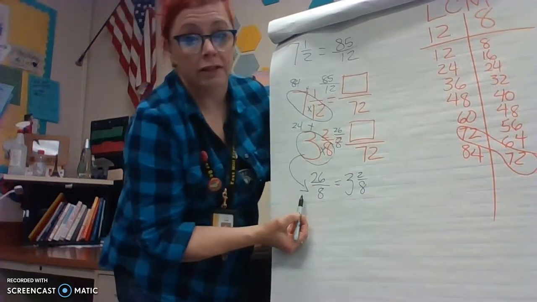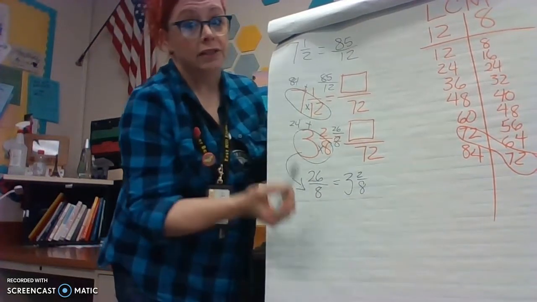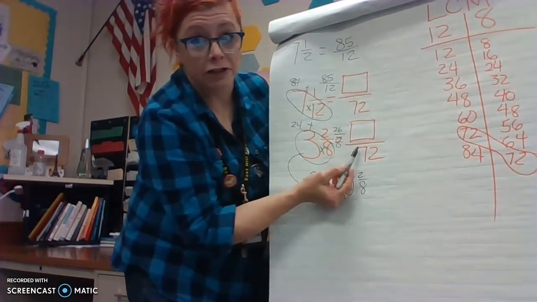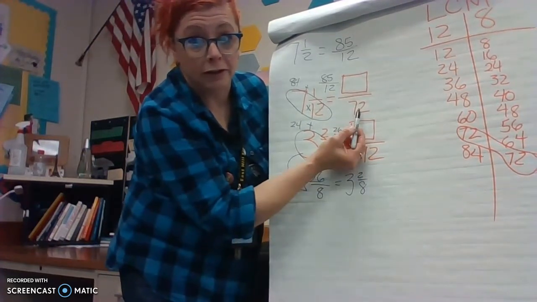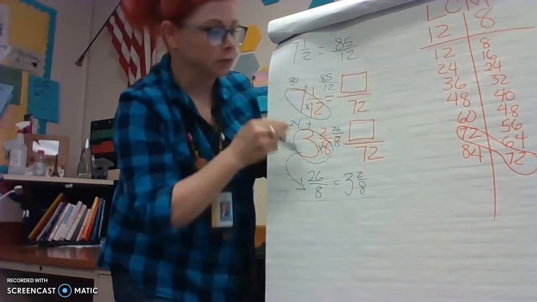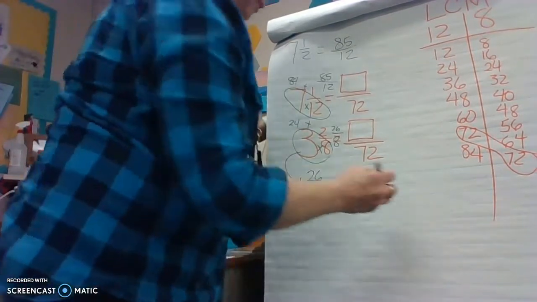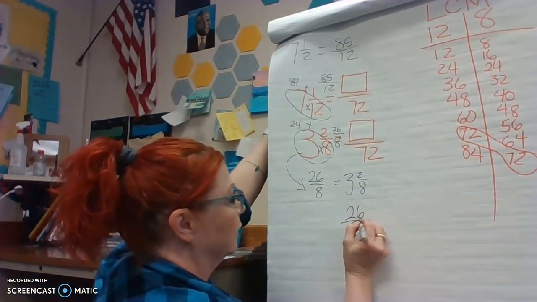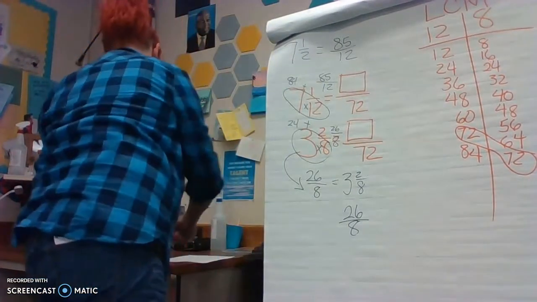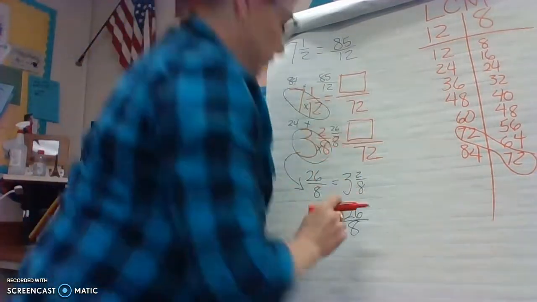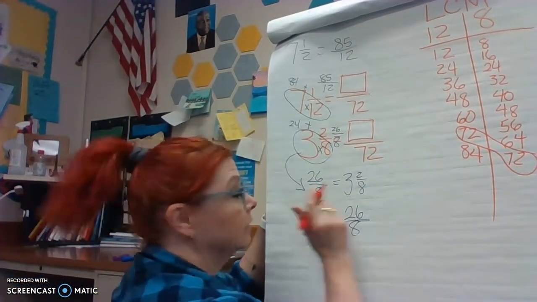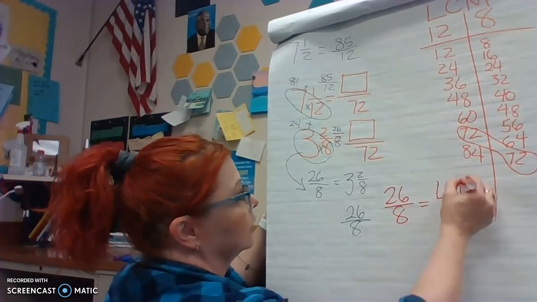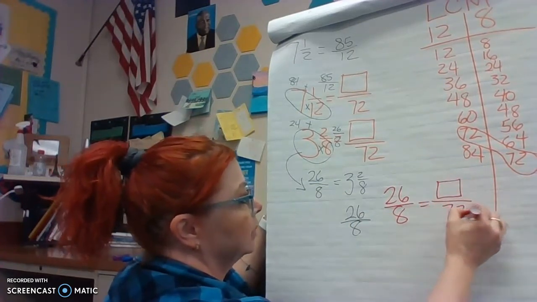We changed these into improper fractions. And now step 3 is we have to change them to an equivalent fraction with the same common denominator. All right, and I will have these steps written out for you. So I have 26 over 8. Okay, I'm going to use a different color for this. Okay, 26 over 8, right? 26 over 8. And I need to make it equal to something over 72.